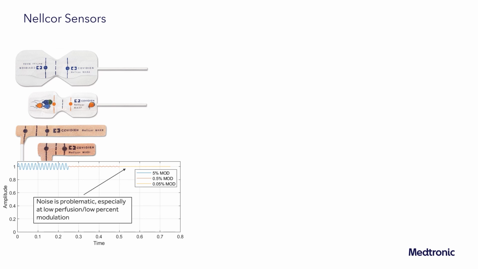And trying to measure a signal, such as 0.05%, compared to even 0.5 or 5, we can see that noise is going to be very problematic. Noise, which can cause these fluctuations on the signal, needs to be ideally eliminated from those signals so that we can make good measurements of that arterial pulse.